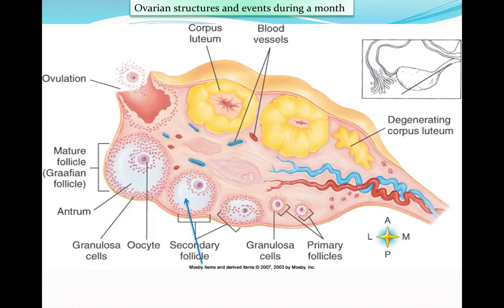This is a picture of the internal structures of the ovary, and the events that occur during a typical month. So we'll start down here at the bottom of the ovary where you see the primary follicles. What happens every month is a few hundred of these primary follicles will attempt to become an egg that will be released from the ovary. Usually only one will win, however, many will try. The ones that don't make it will be reabsorbed into the ovary.